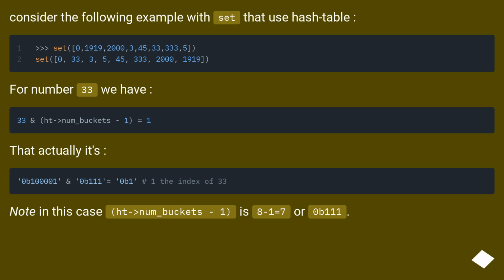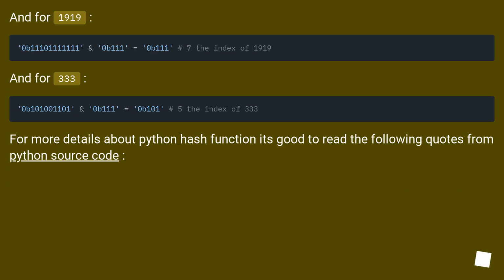Consider the following example with a set that uses a hash table. For number 33 we have... Note in this case, ht->num_buckets - 1 is 8 - 1 equals 7, or 0b111. And for 1919. And for 333.